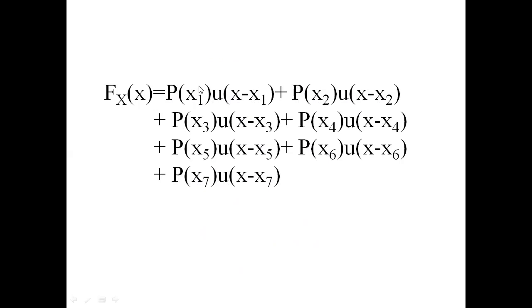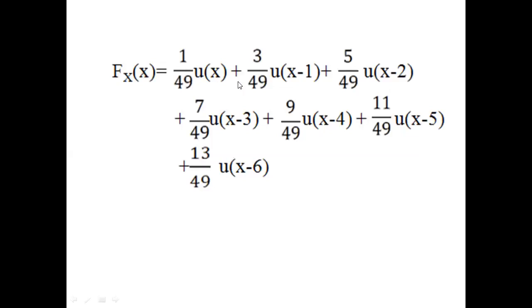In this, we know the probabilities p of x1, p of x2, p of x3, p of x4 and x1, x2, x3, x4, x5. That means we know the probability of the corresponding events and the events also. By substituting all the values, we are getting 1 by 49. P of x1 is 1 by 49. U of x minus x1 is 0. That's why u of x minus 0. That's why here we are taking u of x.